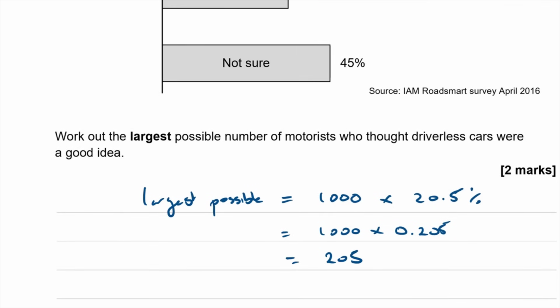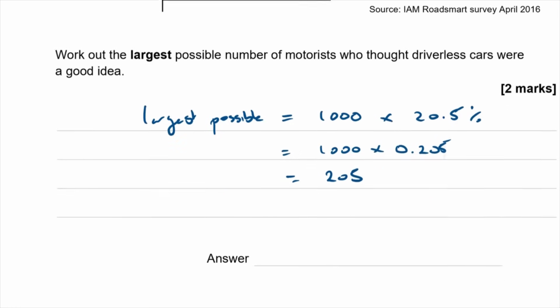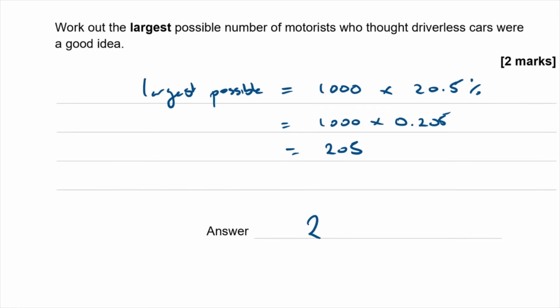So that is 205. Now, strictly speaking, if it was 205 exactly, that would round up to 21% and not down to 20%. So I'm going to subtract 1 from that and write my answer as 204, because I know that definitely will round down to 20%.